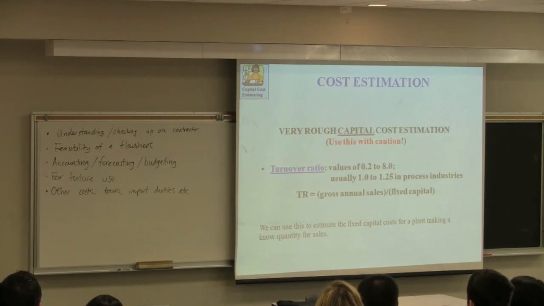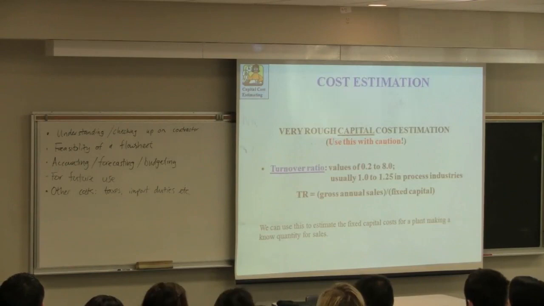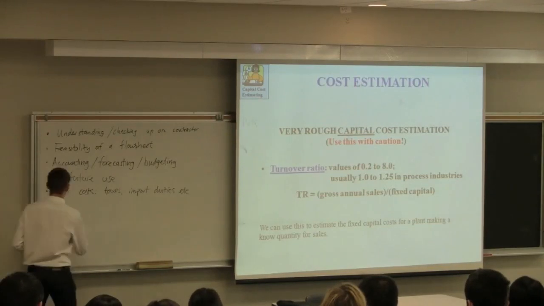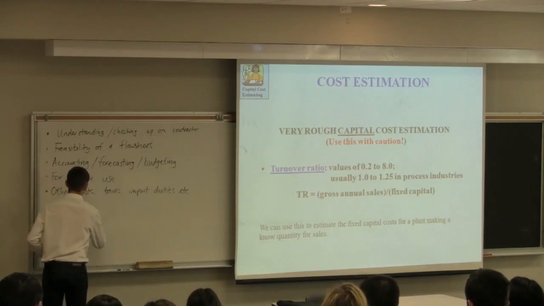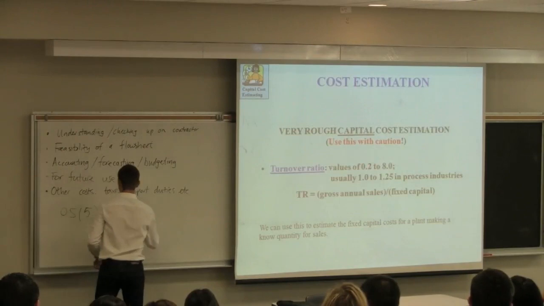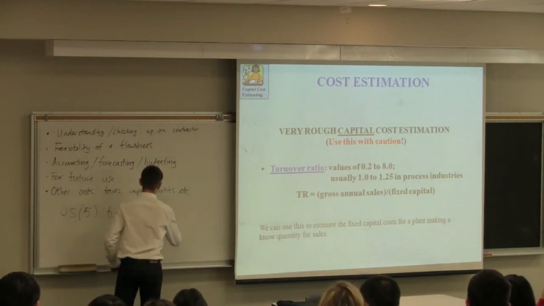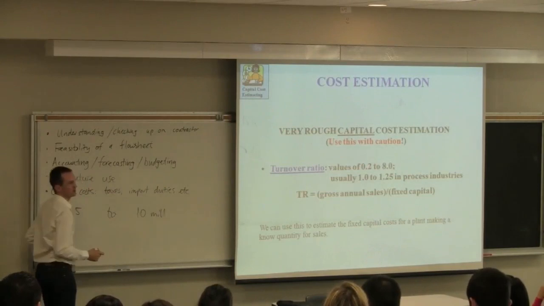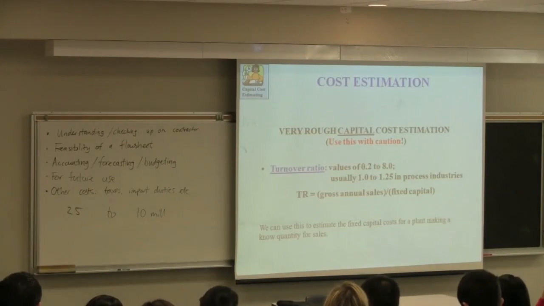If your annual sales are about $5 million, the rough estimate of the capital cost would be about the same figure. There's no more to this number. It's a 2-3 minute discussion, but it's extremely crude. So if you say to your boss, it's $5 million, what you should actually say is, no, it's between 0.5 times 5 to 10 million. In other words, 2.5 to 10 million is what the plant costs. Don't quote the 5 million figure, quote the range.